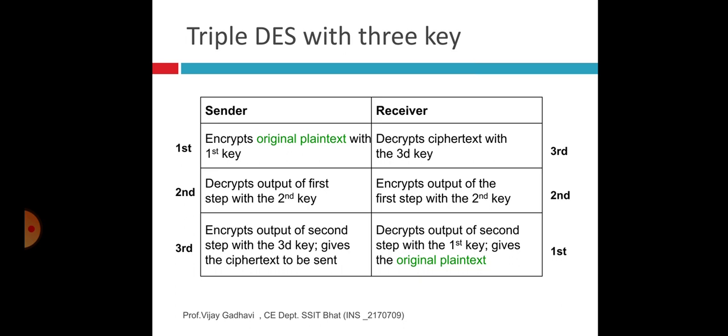Here we see triple DES with 3 keys. The sender encrypts the original plaintext with the first key, and the receiver decrypts ciphertext with the third key. The second and third steps are the same, with the difference in the third step. Encrypt the output of the second step with the third key to give the ciphertext to be sent. Decrypt the output of the second step with the first key to give the original plaintext.